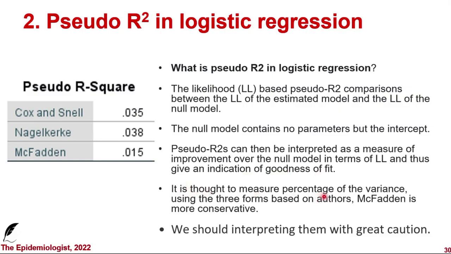It is thought to measure the percentage of the variance. This is true for linear regression. However, for logistic regressions, we should interpret it with great caution. The three forms of pseudo R-squares are based on different authors, although McFadden is more conservative.